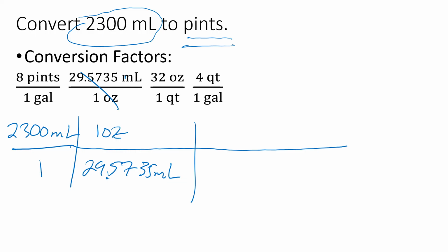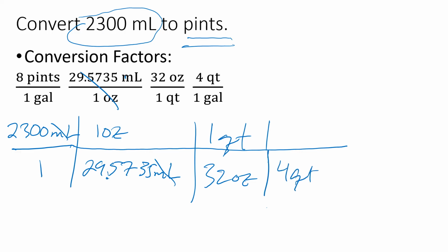Now I'm in ounces, right? So 32 ounces on the bottom, 1 quart. 4 quarts on the bottom, 1 gallon. And then 8 pints on top, 1 gallon on the bottom.